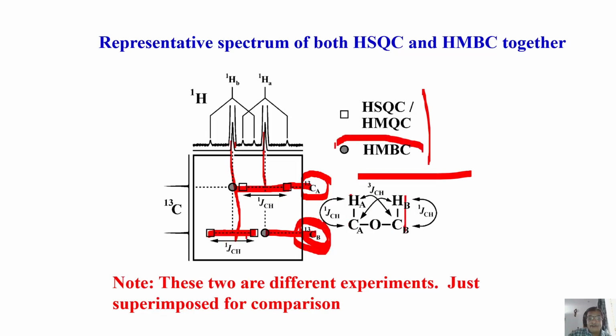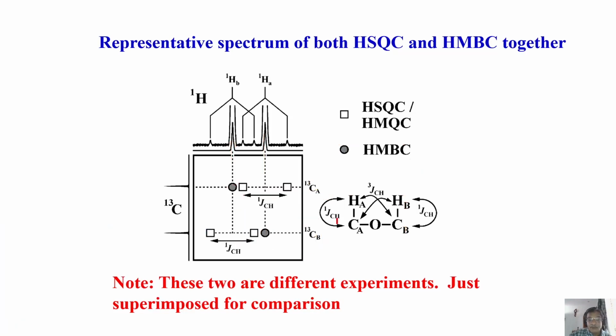On the other hand, if I look at HMBC, this CA gives correlation to HB, this CB gives correlation to HA. Both are different experiments. Just for comparison, just to make you understand, this is shown here. I hope it is clear for all of you. Okay, these are two different experiments. Remember, HSQC gave you direct correlation to directly attached carbon and proton. In this coupled case, in the F2 dimension, it's a doublet because of carbon-proton J coupling. This is what we observed in both the carbons.